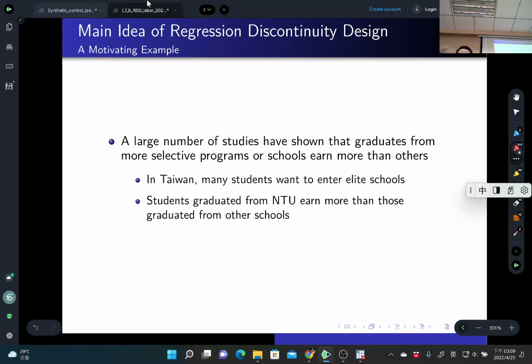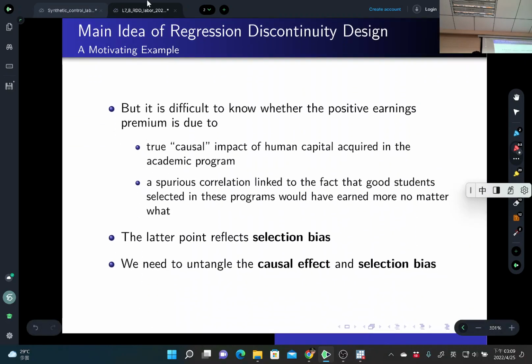So here is an example. People might want to know whether you can get some benefit when you enter National Taiwan University. A lot of people want to go to the elite school because they think you will have a better career. So students who graduate from NTU might earn more than graduates from other schools. But it's very difficult to know whether this positive earning premium is due to the real effect of NTU on your life, or just because good students tend to select NTU, tend to enter NTU.